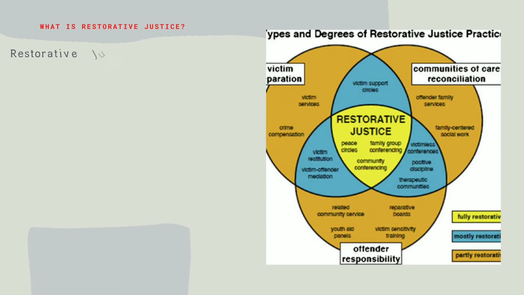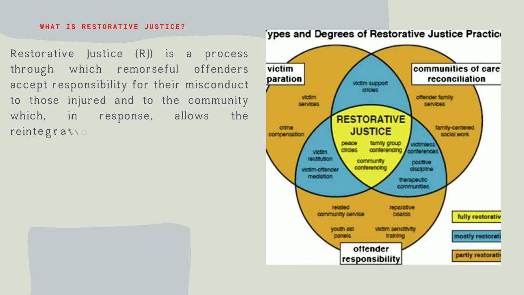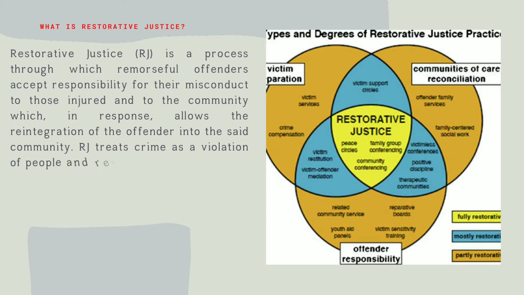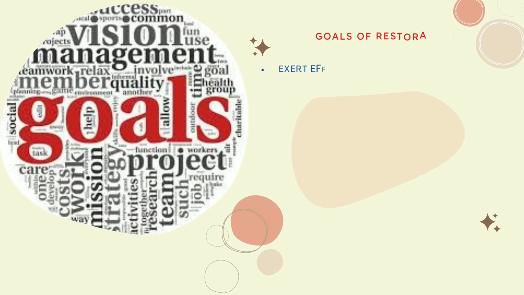What is restorative justice? Restorative justice is a process through which a remorseful offender accepts responsibility for their misconduct to those injured in the community, which in response allows the reintegration of the offender into the said community. Restorative justice treats crime as a violation of people and relationships. What is the goal of restorative justice? The goal of restorative justice is to repair harm.